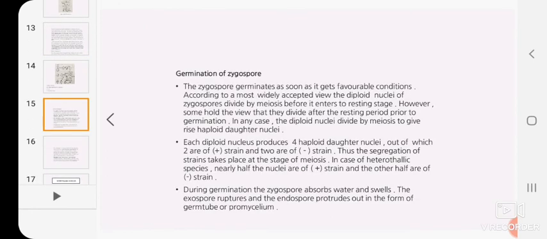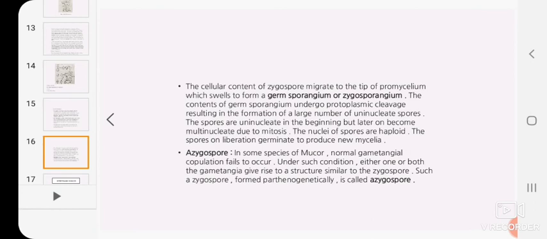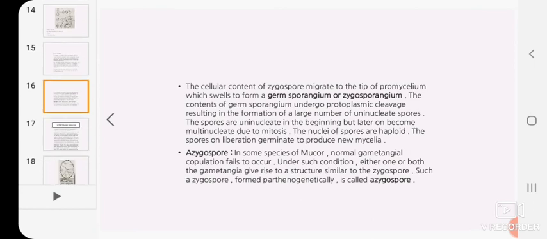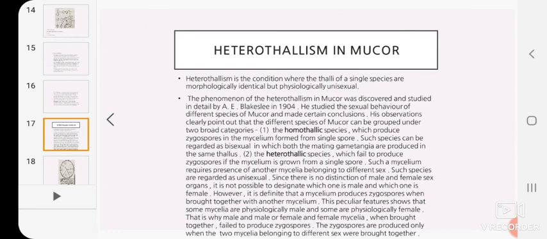Next, I have already explained everything regarding the sexual reproduction. Next, I'll explain regarding heterothalism in Mucor. As I've told you earlier also, what is heterothalism? It's a condition where the thalli of a single species are morphologically identical, but physiologically they are unisexual or they are different.